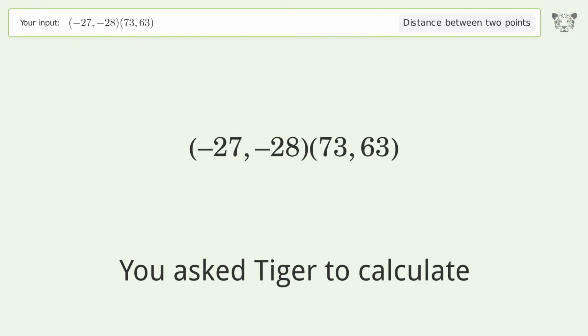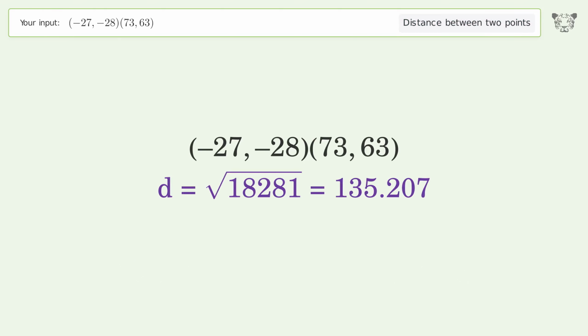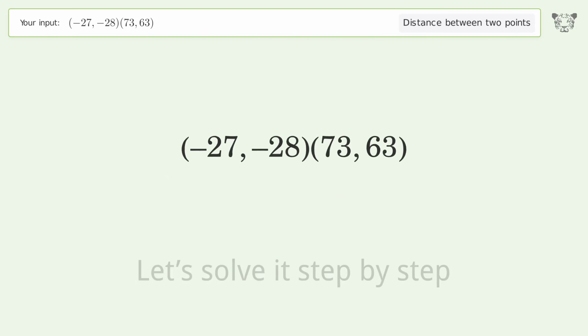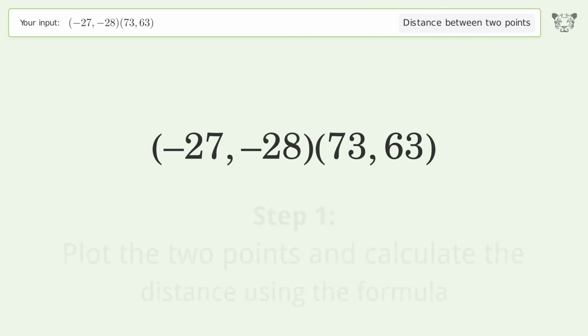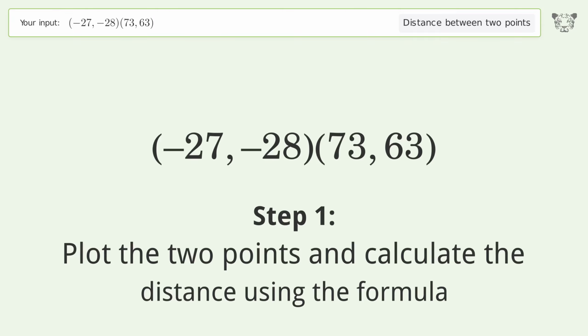You ask Tiger to calculate. This deals with the distance between 2 points. The distance between the 2 points is the square root of 18,281 or 135.207. Let's solve it step by step. Plot the 2 points and calculate the distance using the formula.